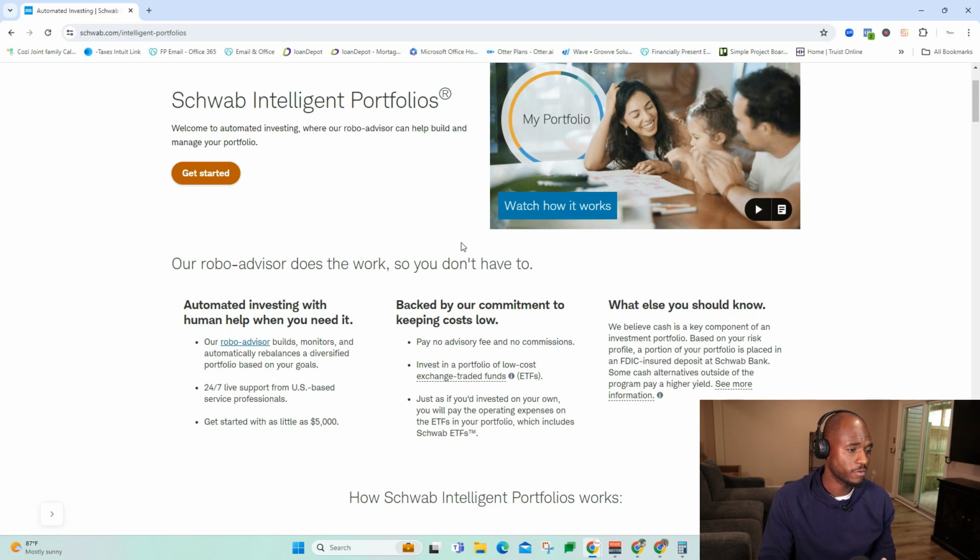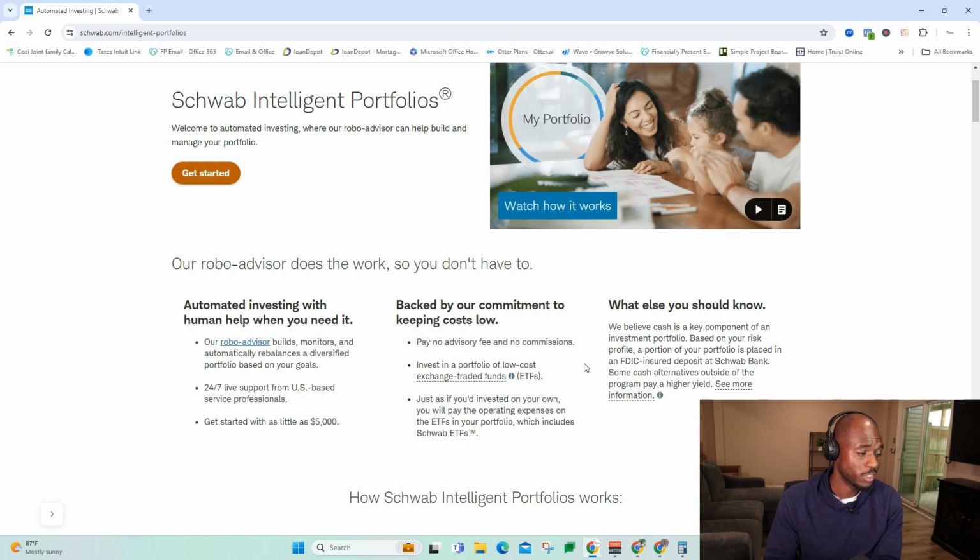You can have your funds professionally managed through robo-advising. If you're not familiar with that, it's been around since 2008. It's basically using AI to invest your money. Schwab's Intelligent Portfolios will allow you to invest with as little as $5,000, and it'll be professionally managed. They do not have an advisory fee and no commissions, but I'll explain how they get paid.